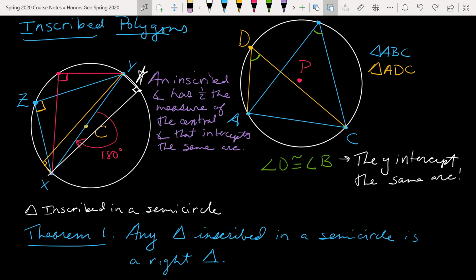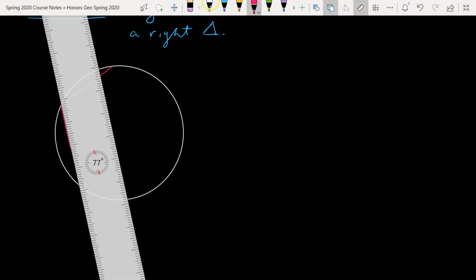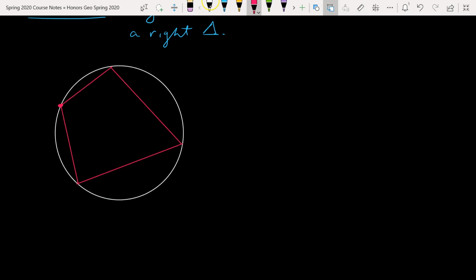But let's say, instead of talking about an inscribed triangle, we talked about an inscribed quadrilateral. Quadrilateral ABCD certainly matches our definition for an inscribed polygon, but other than that, there doesn't really seem to be anything particularly special about it. Let's say it's inscribed in circle P.